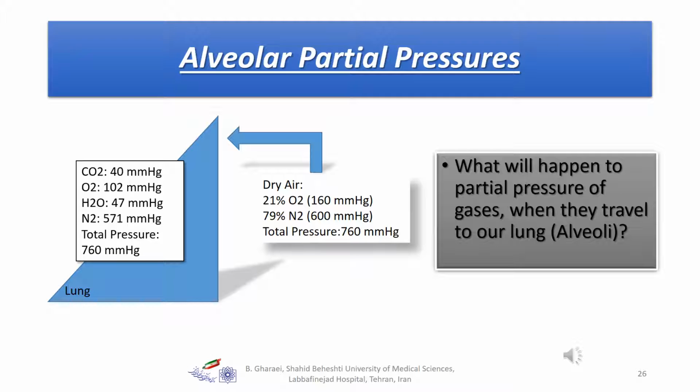But actually, we have different partial pressures. As you can see, we have 102 millimeters of mercury oxygen partial pressure and 571 partial pressure for nitrogen, 40 for carbon dioxide, and 47 for water moisture.